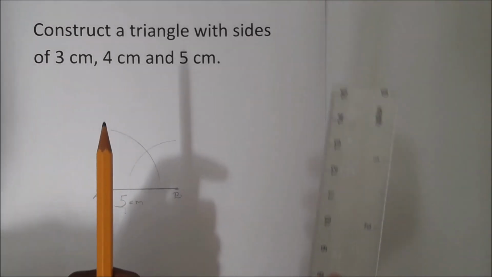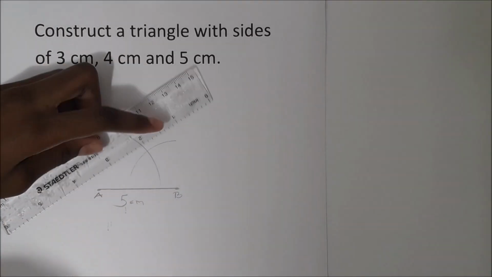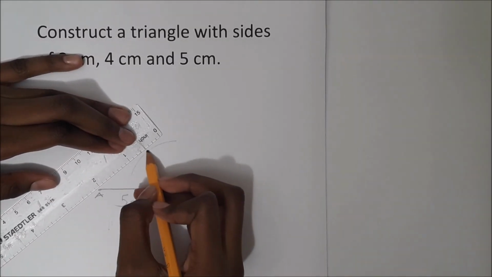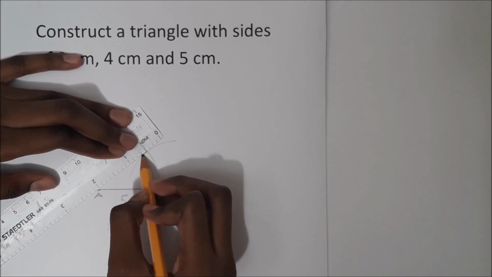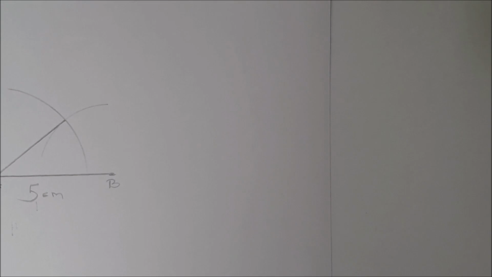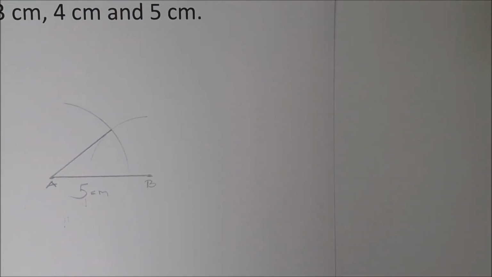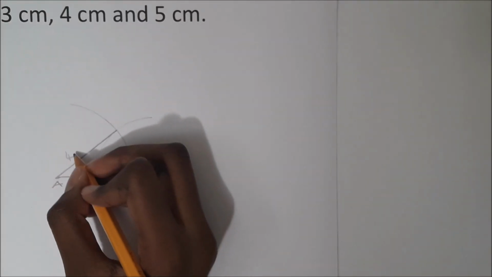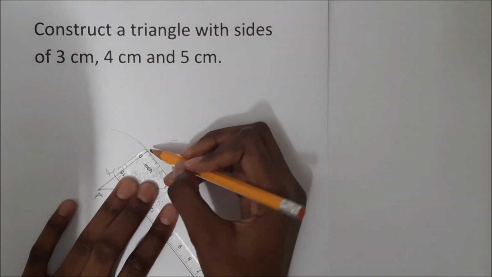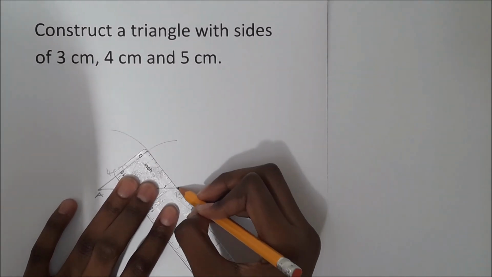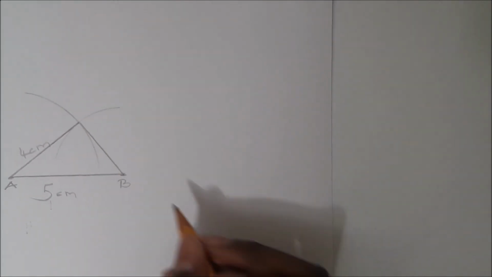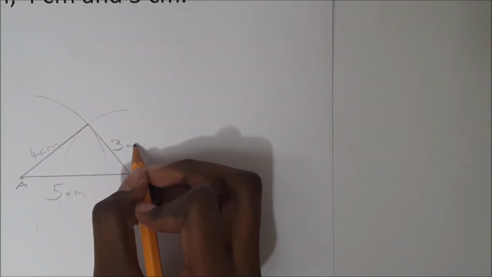Then get your pencil and ruler and draw the lines. Draw from where the arcs intersect to point A. And how long would that line be? 4 centimeters. You got to remember, that's 4 centimeters. Then do the other one, because you did the 4 first. Draw from where the arcs intersect to point B. Let's check it. And put the 3 centimeters on it.